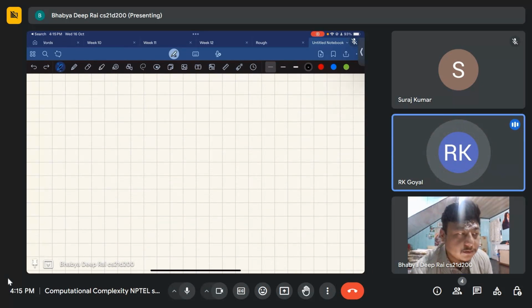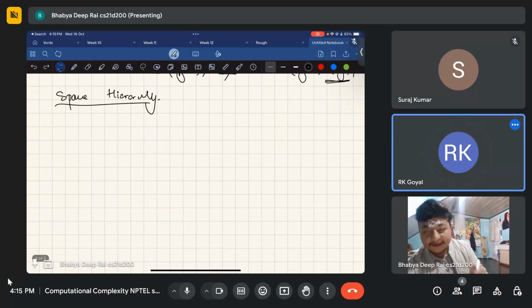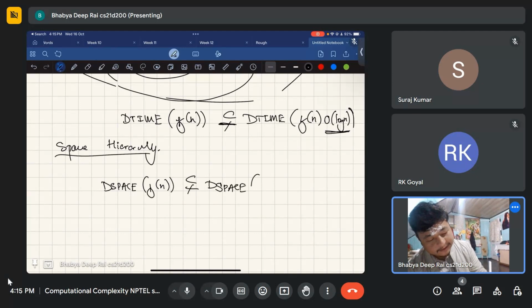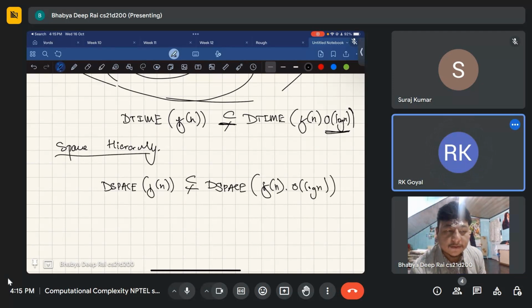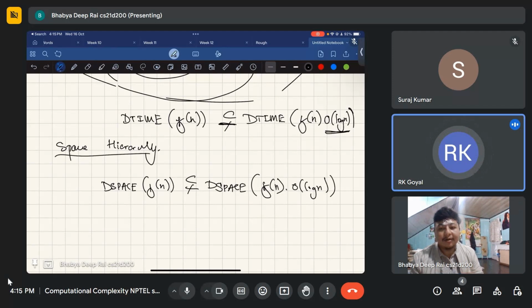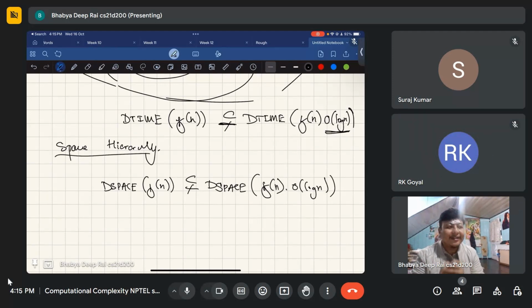So what is there in the space hierarchy? Space hierarchy is also the same thing. It says DSPACE of f(n) is strictly contained in DSPACE of f(n) times little o of log n. It says the same thing. And this has inspired a lot of theorems known as hierarchy theorems.